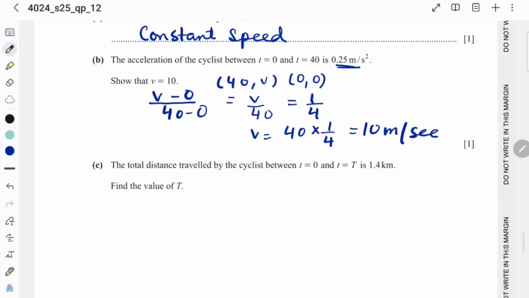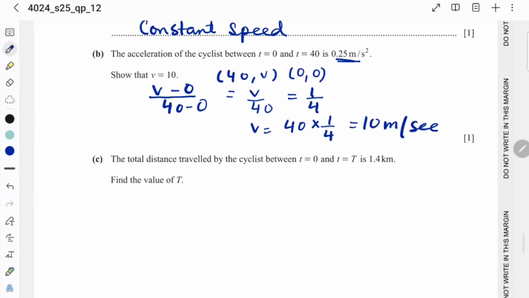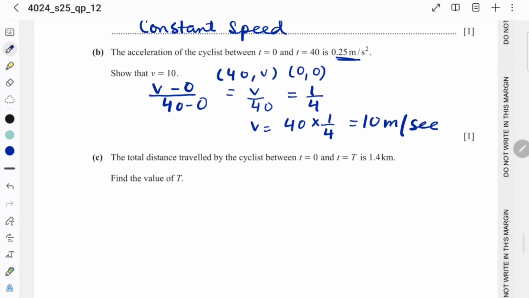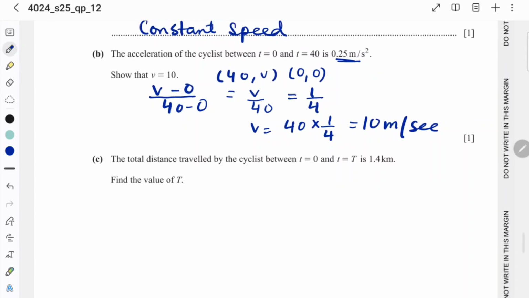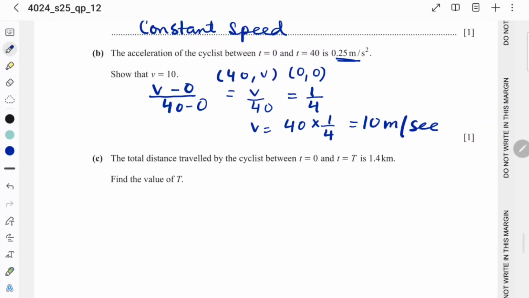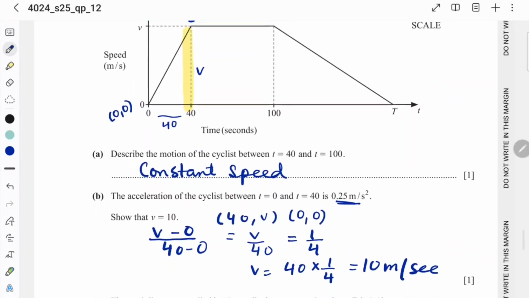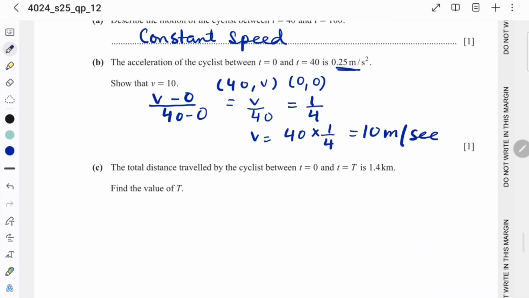Okay, now the next part: the total distance traveled by the cyclist from t equals 0 to t equals T is 1.4 kilometers. Find the value of T. For total distance, we just take the area under the graph, but it is given in kilometers and our diagram shows meters per second with seconds on the x-axis. So simply multiply 1.4 kilometers by 1000. The distance equals 1.4 times 1000, which is 1400 meters.